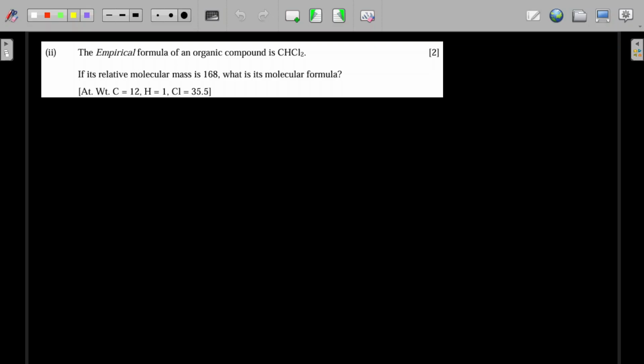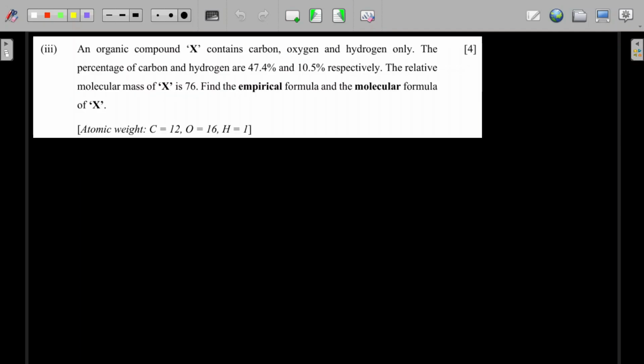So here is already the same kind of question. Empirical formula is given, molecular weight is given. Find the n value, find the molecular formula. Here again similar. Organic compound X is there. Percentages of carbon and hydrogen are given, 47.4 and 10.5. Here carbon, oxygen, hydrogen only. But they have not given the percentage of oxygen here. So what you have to do is find it first, then follow the same steps we did previously. Sometimes they will not give you this. They have given carbon, oxygen and hydrogen, but only the percentages of carbon and hydrogen. So what you have to do is find it.